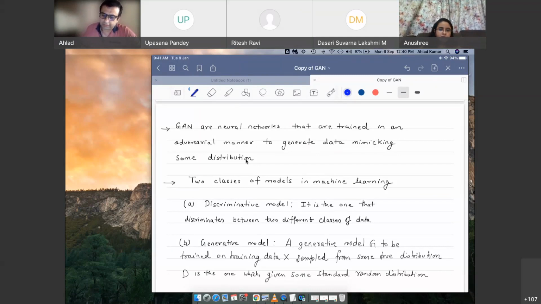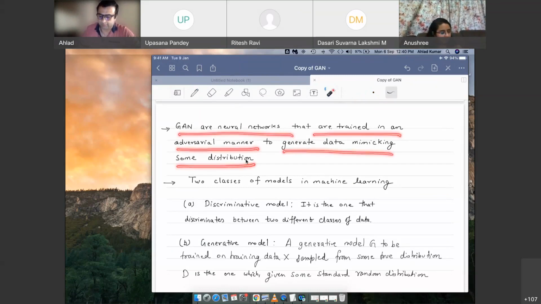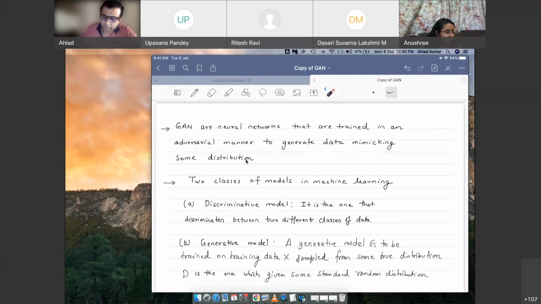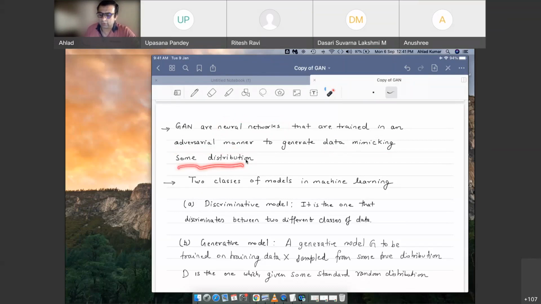To start the discussion, this is a brief summary of what we discussed in the earlier slides. GANs are basically neural networks that are trained in an adversarial manner to generate data mimicking some distribution. We are trying to come up with the distribution using some adversarial activity. GANs are two neural networks trained in an adversarial manner to fight with each other and try to mimic some distribution. This is a very high level explanation of GAN.